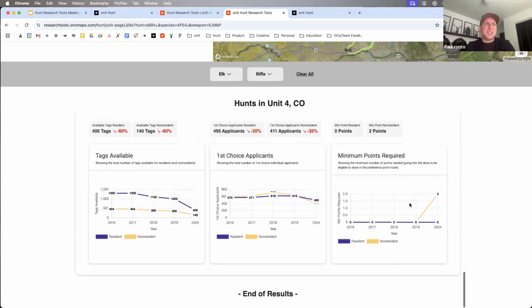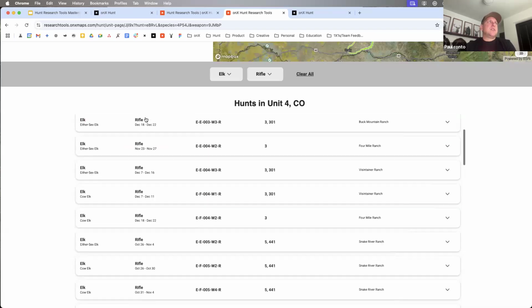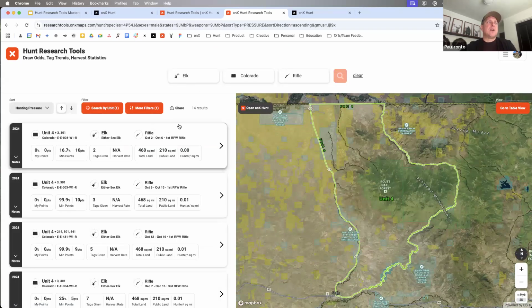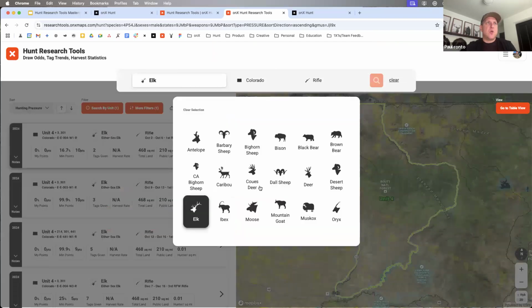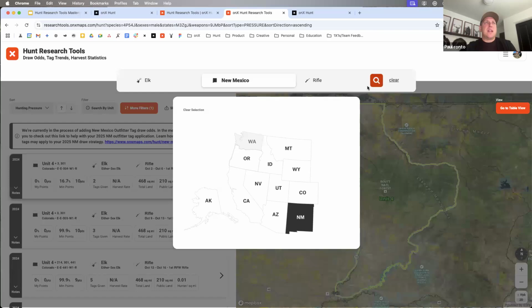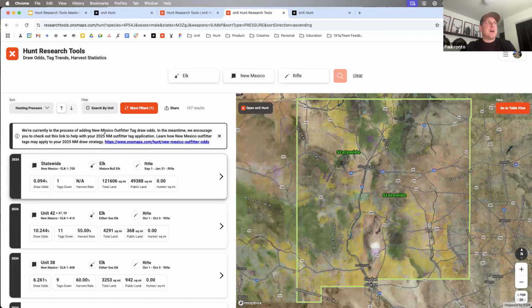So that's the unit page. That's where you can see all this break-even data. And then the last thing I want to show you guys here in the tool is we have some notifications. If there's something special about a state, there'll be a notification. So let's go to New Mexico. If you wanted to look at anything New Mexico, you'll see this notification pops up. We're currently in the process of adding New Mexico outfitter tags.